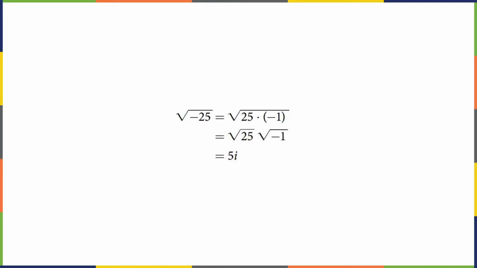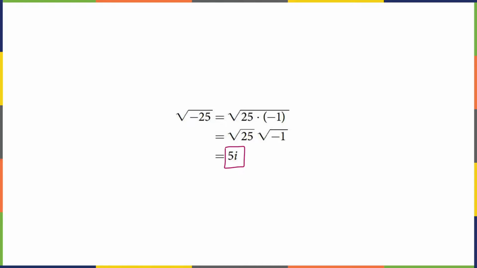So for example, let's say we need to simplify the square root of -25. We can break this up into two separate square roots because -25 is the same thing as 25 times -1. That means I'm taking the square root of 25 and the square root of -1. Now the square root of 25 is 5 and the square root of -1 is i. So the square root of -25 is 5i. Notice that the i comes after the number.